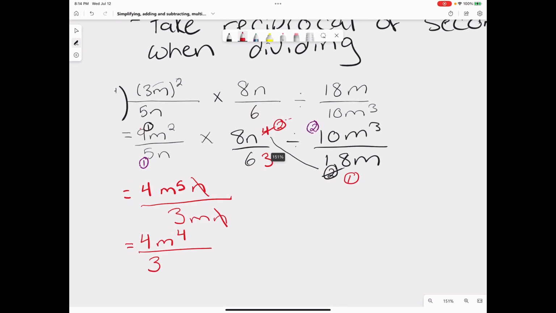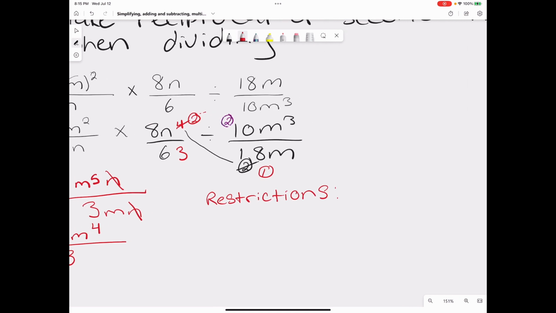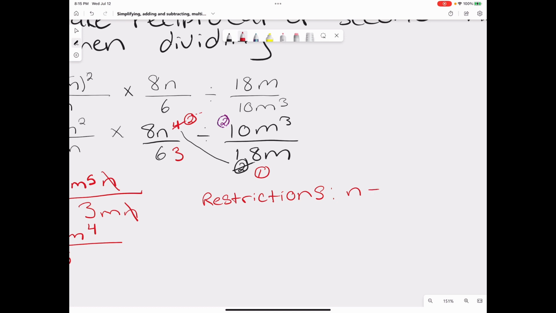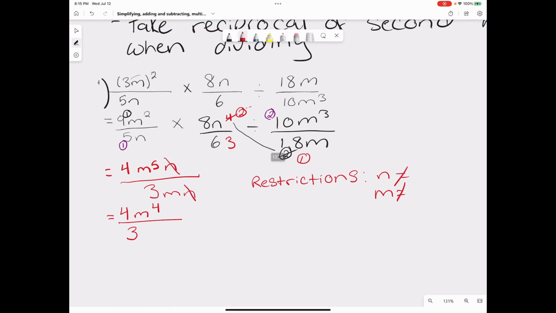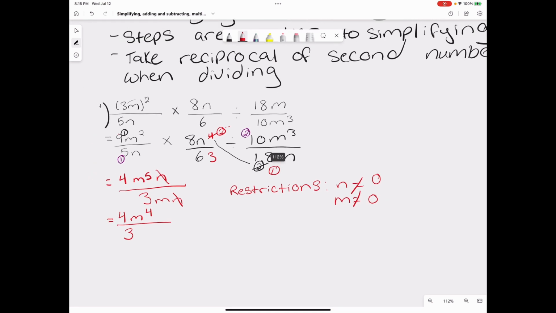And then our restrictions in this case. N and M can both not equal to 0. There's no other number that would result in the answer being 0, but N and M cannot equal to 0 because obviously when you multiply something by 0, the answer is 0. And again, that's not what we want.